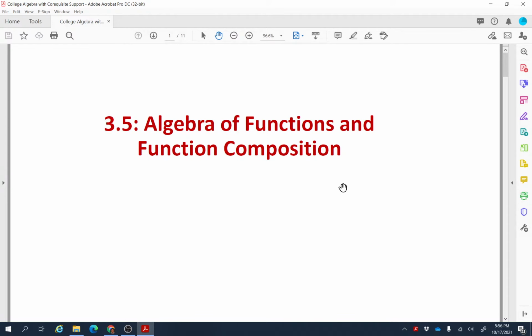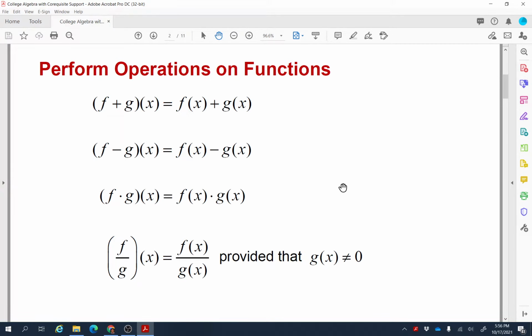Section 3.5, Algebra of Functions and Function Composition. So if we have more than one function, we can always add, subtract, multiply, and divide, and we can form a brand new function. So this is the notation we're going to use for addition.